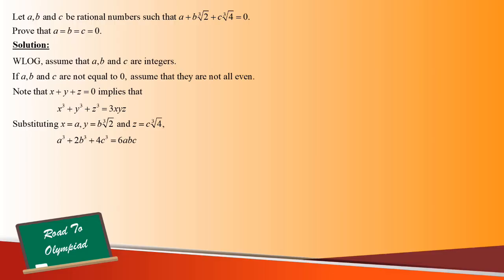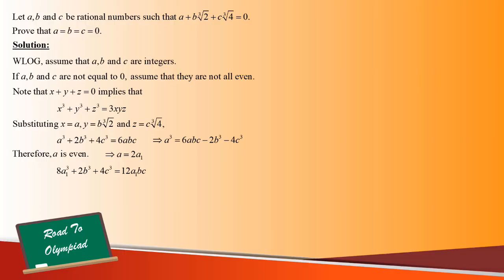Where we can write a cubed as the subject, such that a cubed is equal to 6abc minus 2b cubed minus 4c cubed. Here we notice that a cubed is even, and thus a must be even. So we can have a is equal to 2a1 for some integer a1. Substituting that into our equation, we now have 8a1 cubed plus 2b cubed plus 4c cubed is equal to 12a1bc.